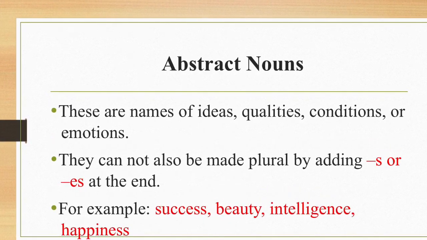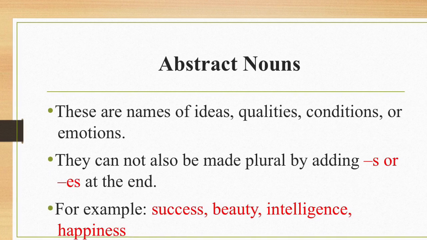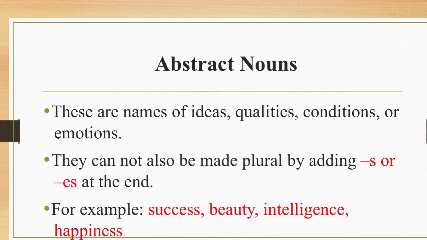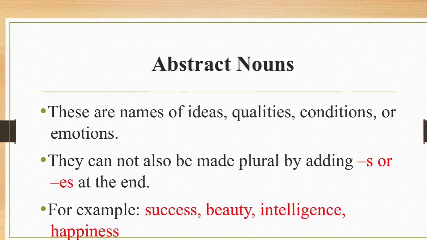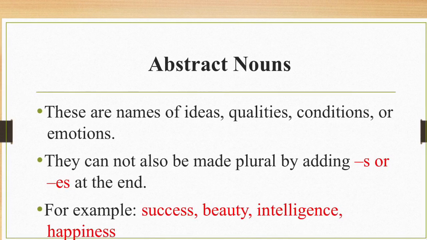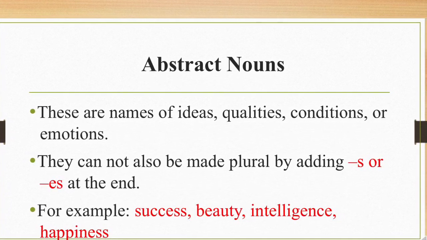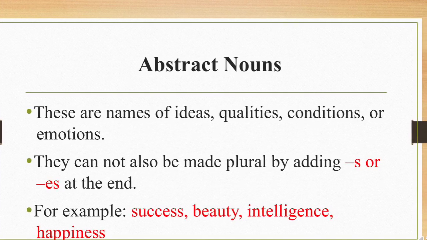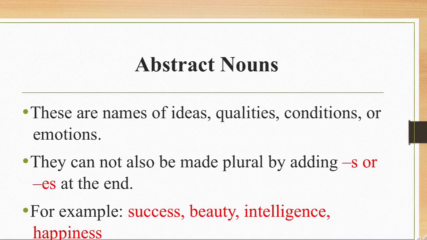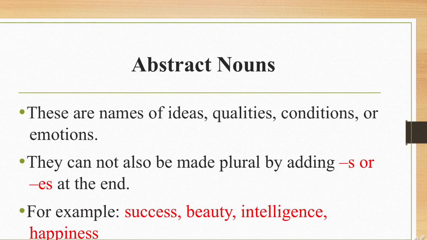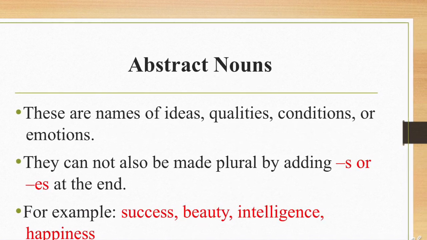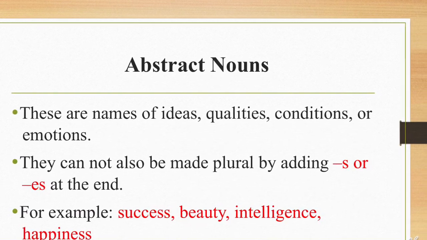Number 5. Abstract nouns. These are names of ideas, qualities, conditions, or emotions. They cannot also be made plural by adding s or es at the end. For example, success, beauty, intelligence, happiness.